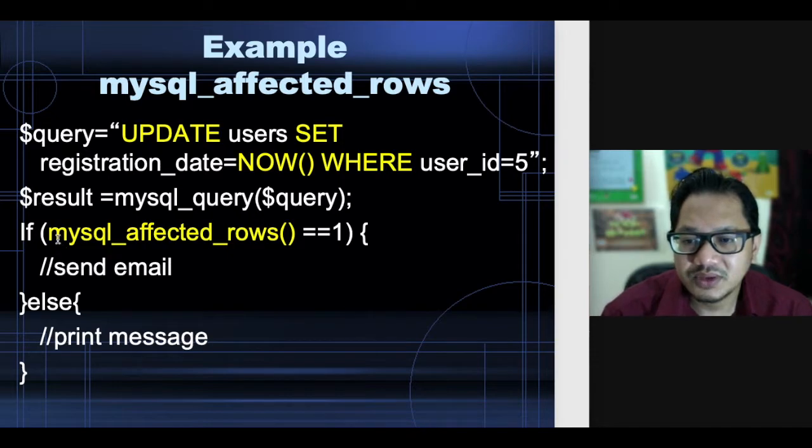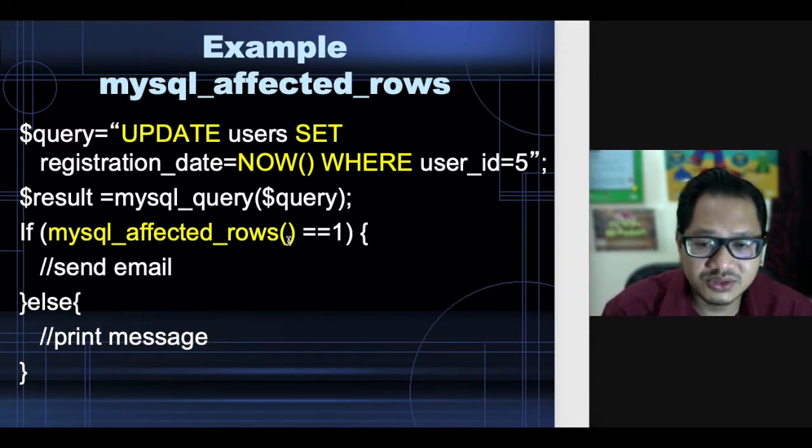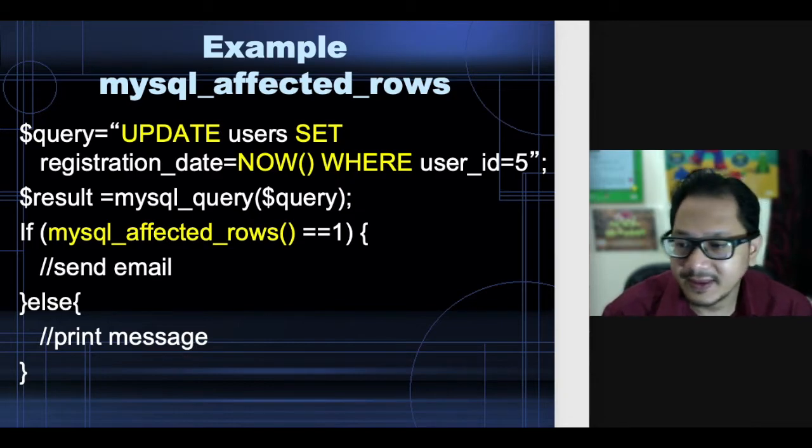Okay, and then we put the MySQL affected row equal to 1. If affected row equals 1, it means successful. Successful, there is 1 row affected, meaning the update has succeeded, so it will send the email. If not, it will print the message. Okay, this is for example.